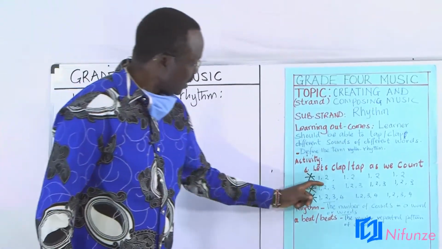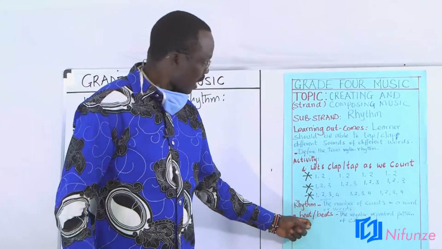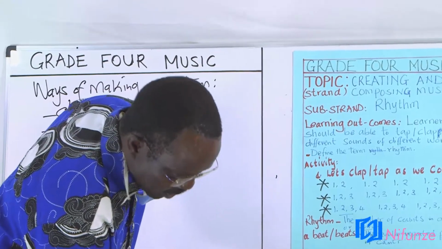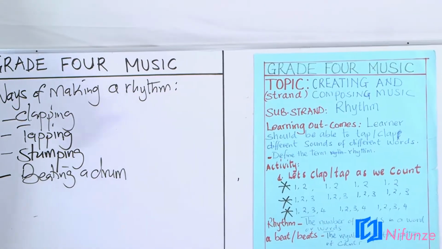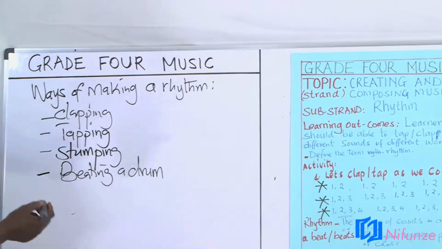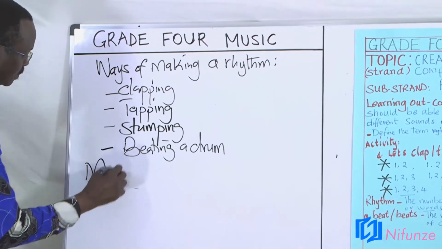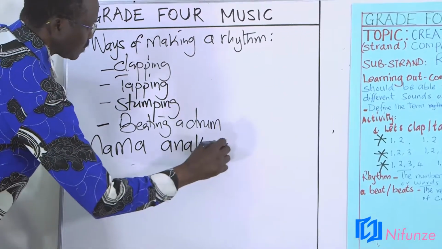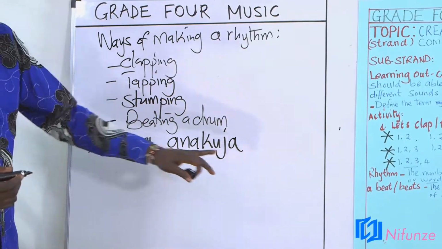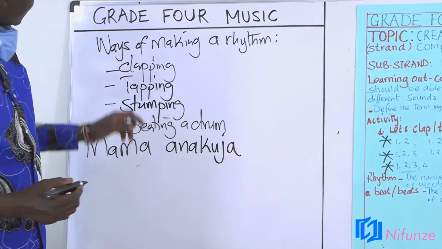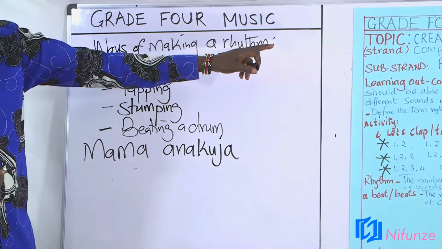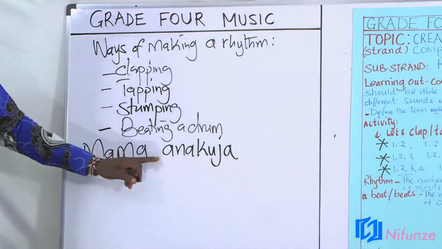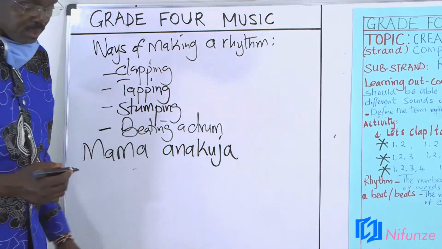By so doing, we bring in another term called beat or beats. I want now to put a word here so that we can count them together. The word is Mama anakuja. You want to tap or clap it to create a rhythm, because we said a rhythm is the number of counts in a word. Mama anakuja is a word, so you want to count them.